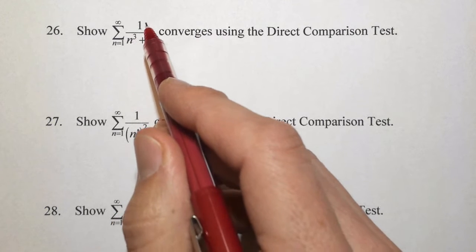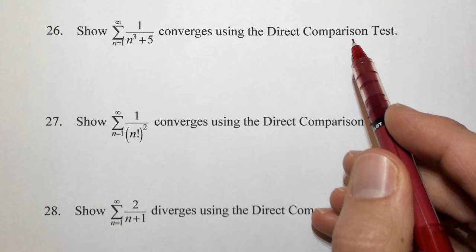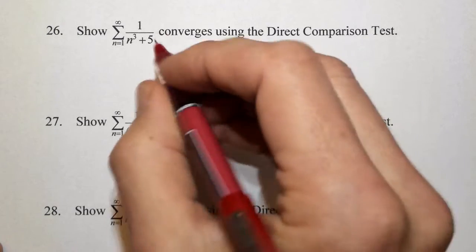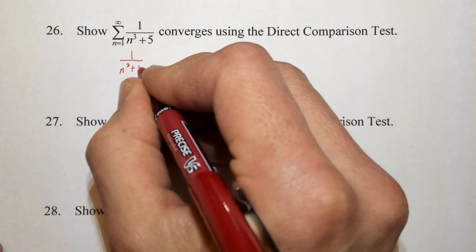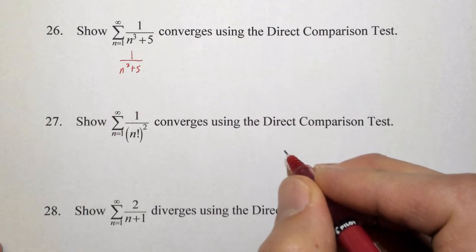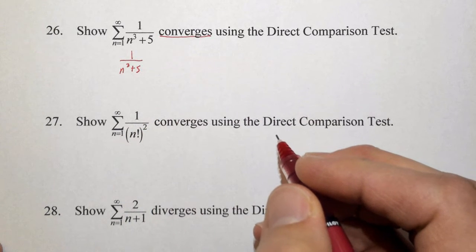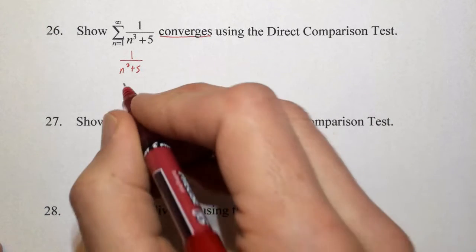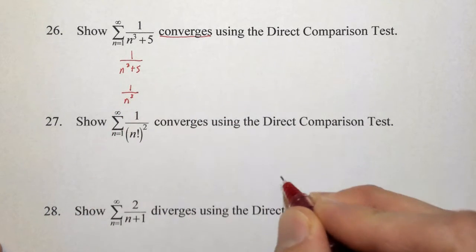To show that this series, 1 over the quantity n cubed plus 5, converges with the direct comparison, we've got to compare the terms of 1 over n cubed plus 5 with another series. Because we're looking for convergence, we want a series that we know converges. So let's take the simpler version of what we have, 1 over n cubed.